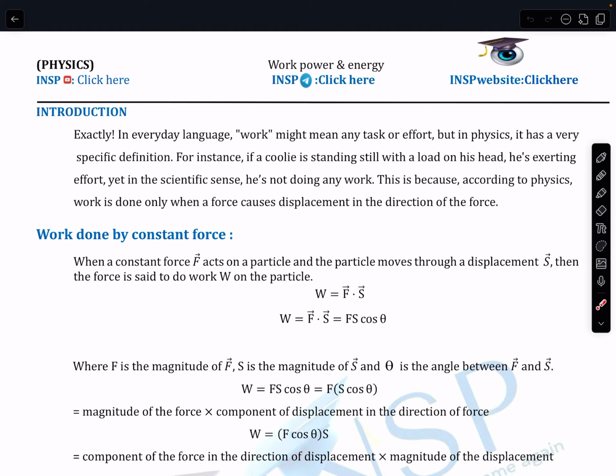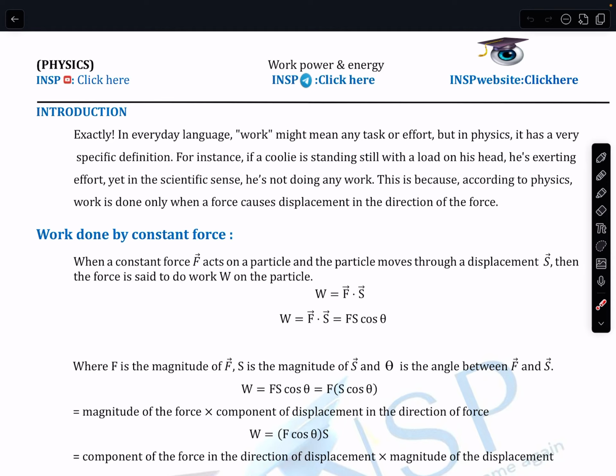Today I have come up with one of the champs assignments. It is basically JEE Mains 2025 revision material, specifically designed for JEE Mains, and in the champs program you can find all such topic-wise units. So let's quickly revise this work, power and energy topic from the Mains point of view.